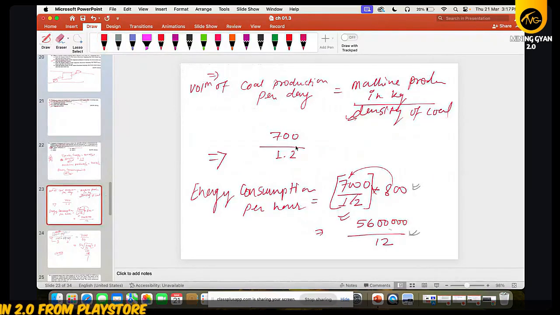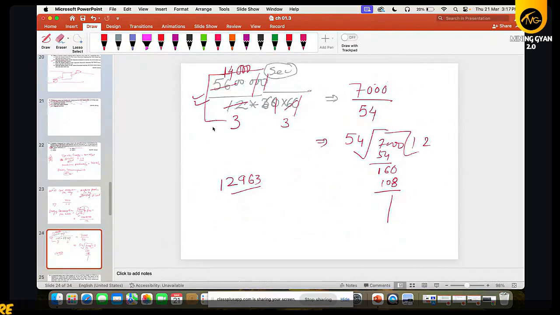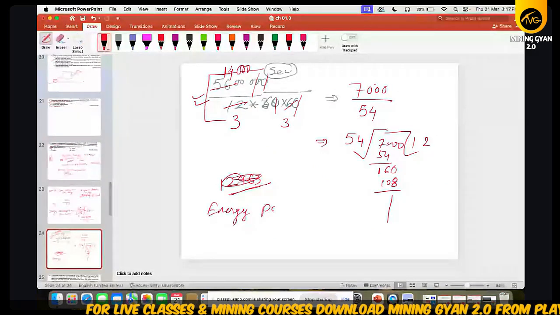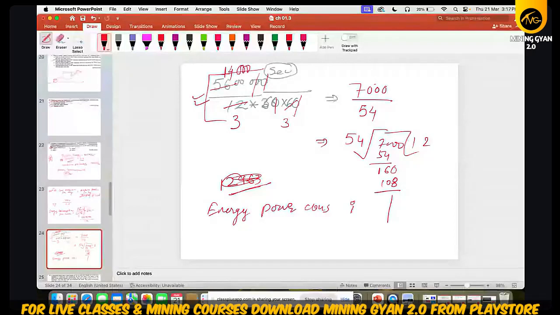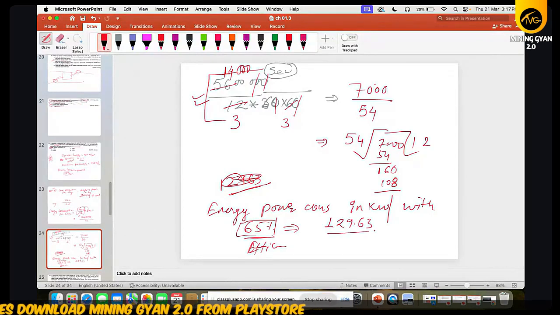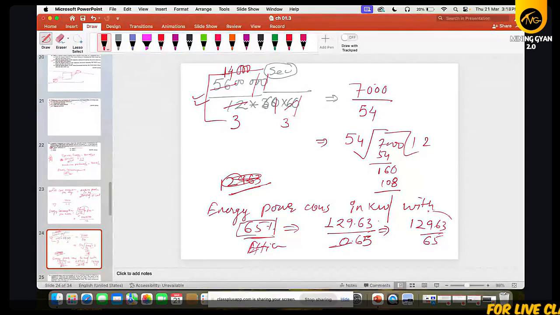So when we calculate the actual amount, what will be the value? 1.963 divided by... it writes energy power consumption in kilowatt with 65%. If they have asked us for 65% efficiency, then we know 129.63 divided by efficiency 0.65. So it will be 129.63 divided by 65. You have to know the division.